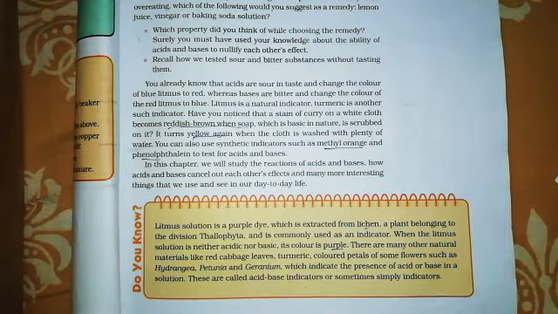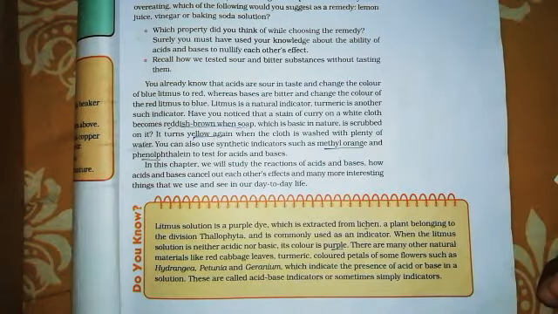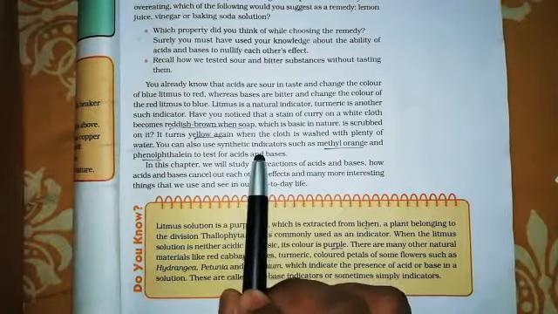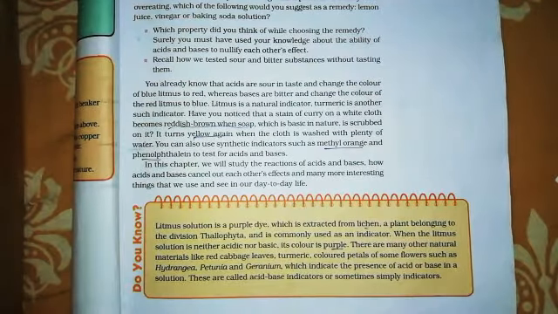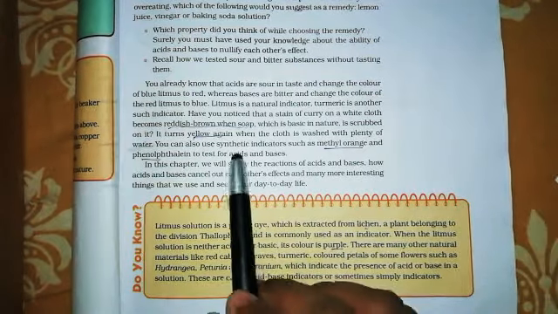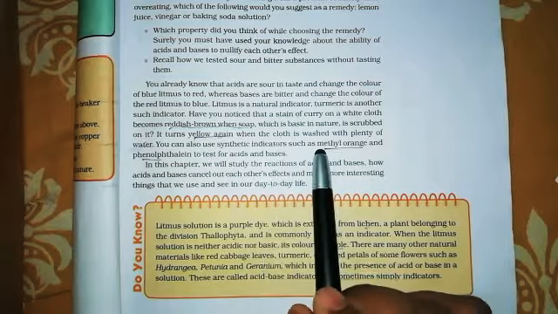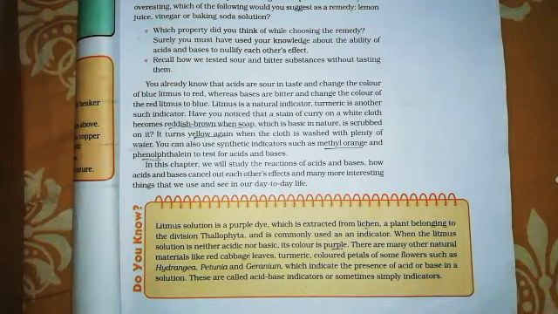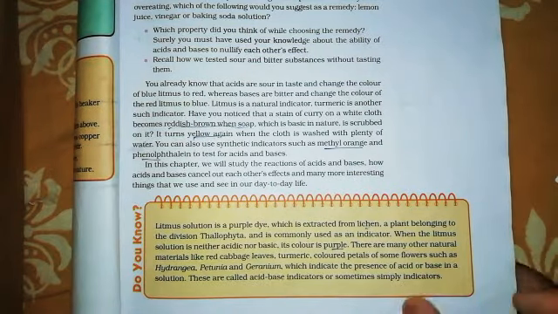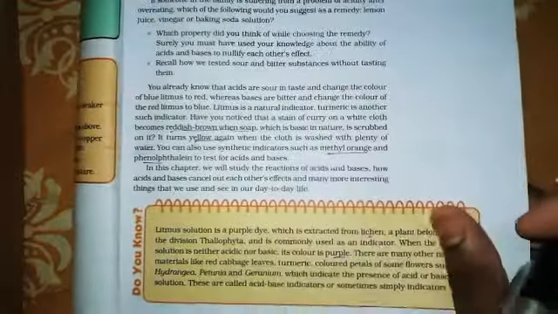So, some indicators are generally used in our home, and the other type is synthetic indicators, which are prepared in laboratories or artificially made. Some examples are methyl orange and phenolphthalein. This is what we learned yesterday in Zoom classes, and I'm just giving a short summary of it.